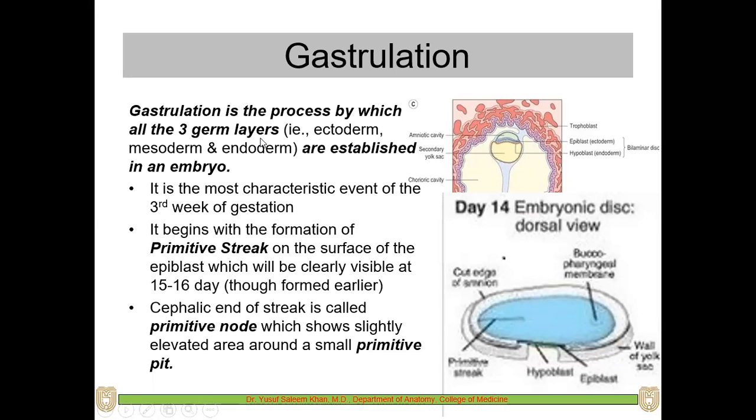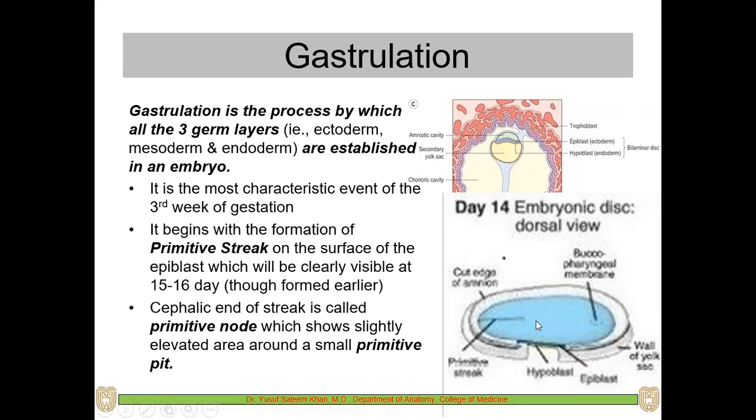So now there are three layers: ectoderm, endoderm, and mesoderm, well established in an embryo. So this is the embryo. Now it has changed from two layers to three layers. It is the most characteristic event of the third week of gestation. This process of gastrulation is the most important feature of the third week of development. So third week, three layers. It begins with the formation of the primitive streak.